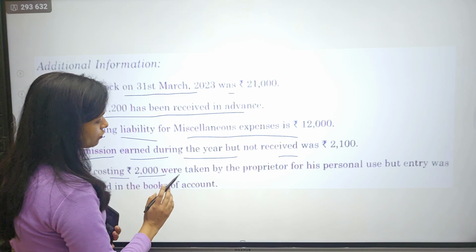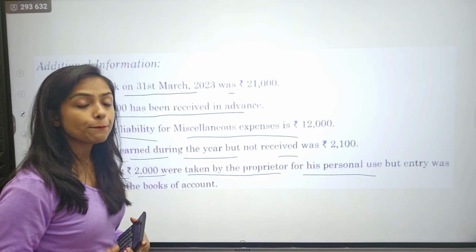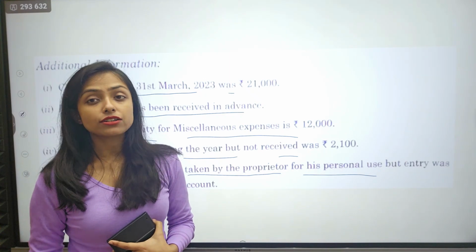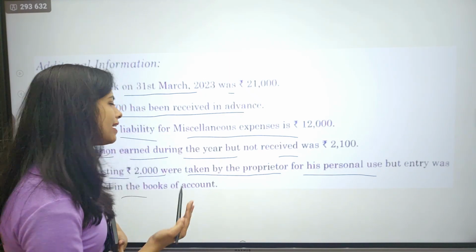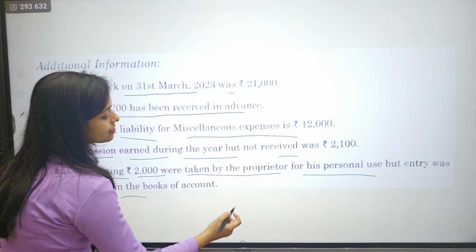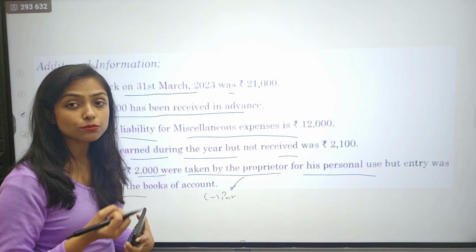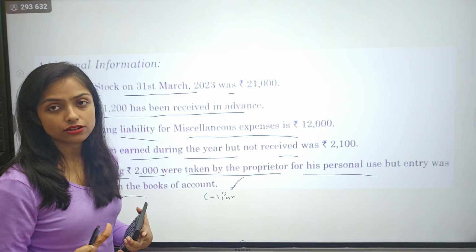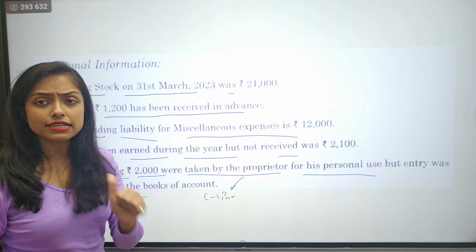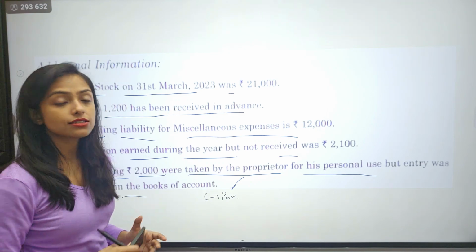Goods costing 2,000 rupees. This is very easy. 2,000 rupees of goods were taken by the proprietor for his personal use, but no entry was passed in the books of accounts. Every time no entry is passed in the books of accounts, it has to be adjusted at two places, outside the trial balance. First, my purchases are going to decrease. What happened? I could not sell it. The proprietor took some goods home, so it was not my sale, so I have to reduce it from my purchases. This is my first effect.